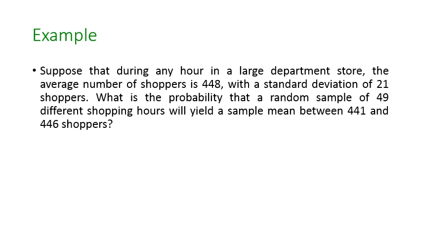Now let's move to a new example. In this example, suppose that during any hour in a large department store, the average number of shoppers is 448, the standard deviation is 21. Find the probability that a random sample of 49 different shopping hours will yield a sample mean between 441 and 446 shoppers. Okay, so let's start by defining the variables in this problem and the required probability statement.